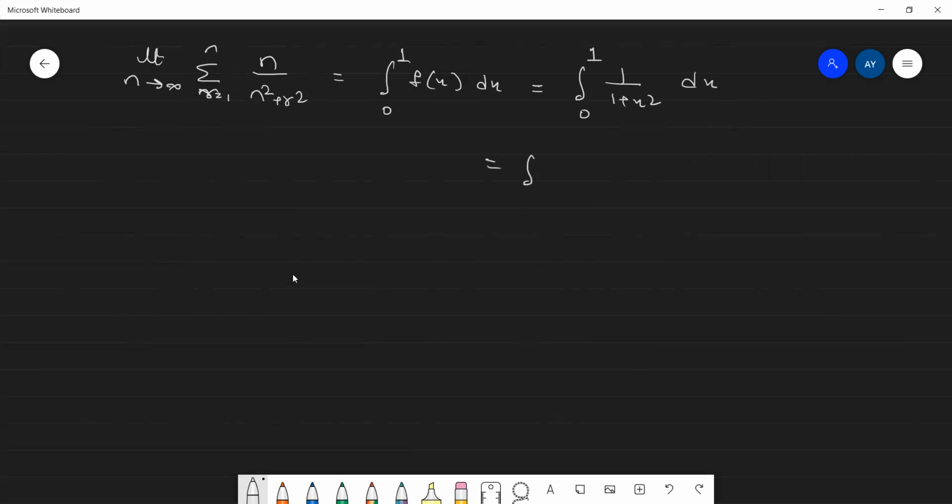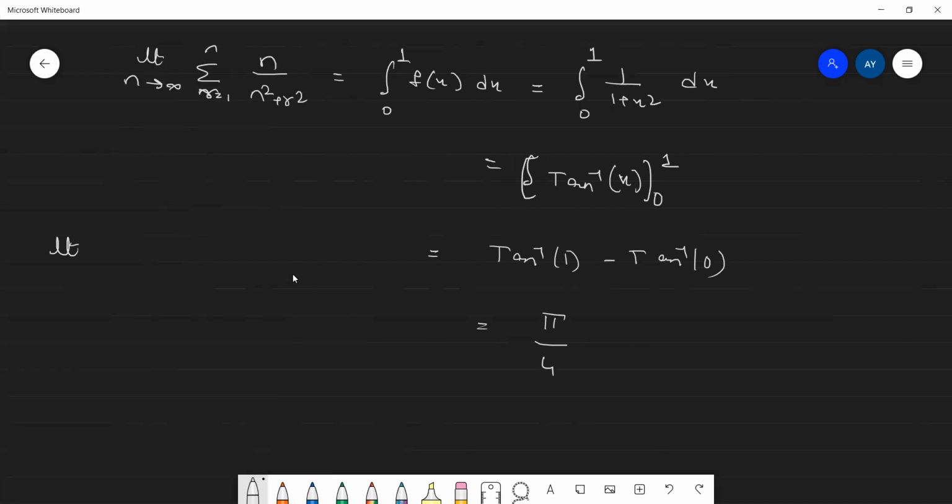Tan inverse. Very good. So this will be tan inverse x, and the interval is from 0 to 1. So tan inverse 1 minus tan inverse 0. So what is that you'll have? This is equal to pi by 4. So whenever they ask you some question based on first limit n tends to infinity and then summation of some n by n plus 1 or something, you have to solve it in this way. Let us quickly look into one more problem so that you have a clear idea.